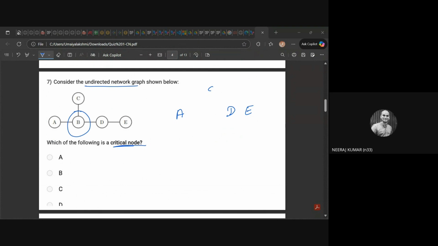Yeah, but what I'm saying is that B is correct. B is a critical node, but D is also a critical node, right? Yeah, because that also disconnects into different parts. If I take A, it is not critical. C and E are also not critical ones. Correct. Okay, fine. So now moving to the next question.